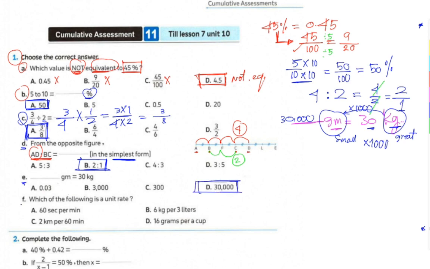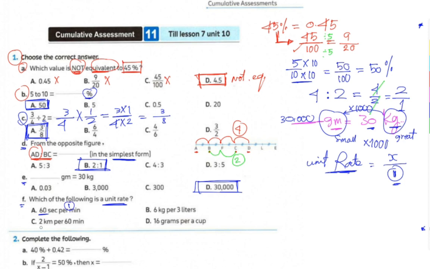Okay, next point, F. Which of the following is a unit rate? What's the condition of a unit rate? You remember? A unit rate is just a ratio, but the second term must be 1. Here, any number x, but the second term must be 1. Look here. Where's the second term? 60 seconds per minute. One term, and the other is 1.